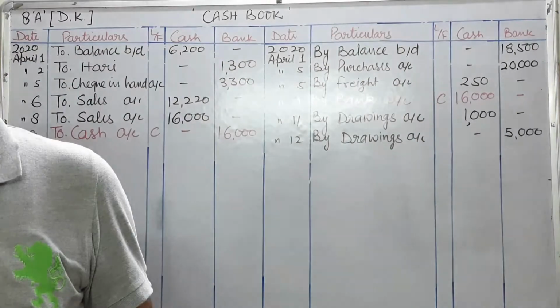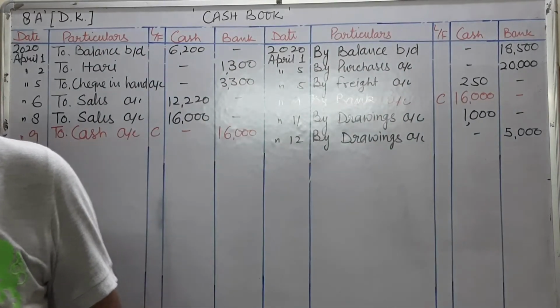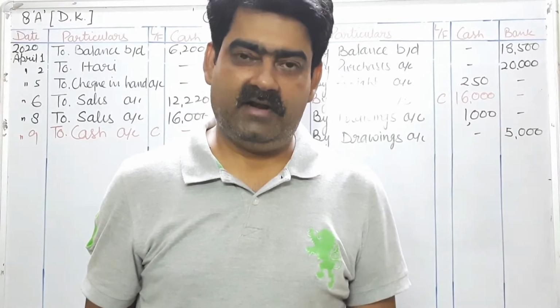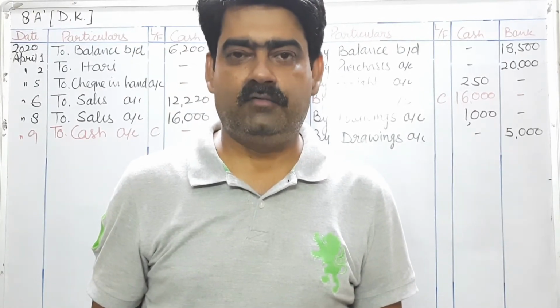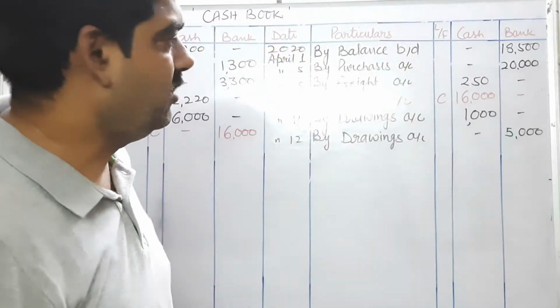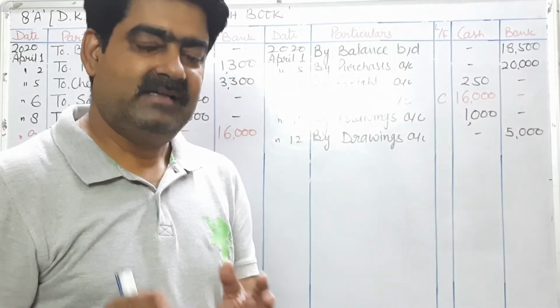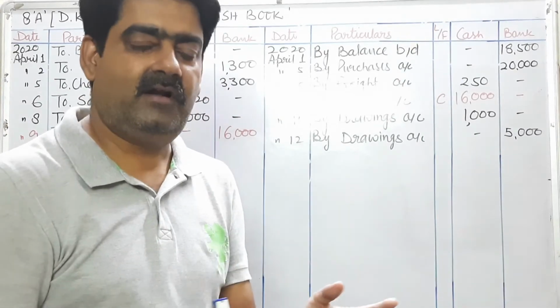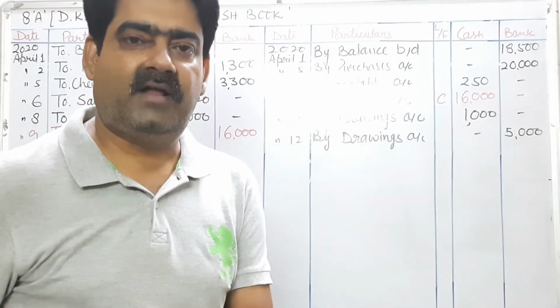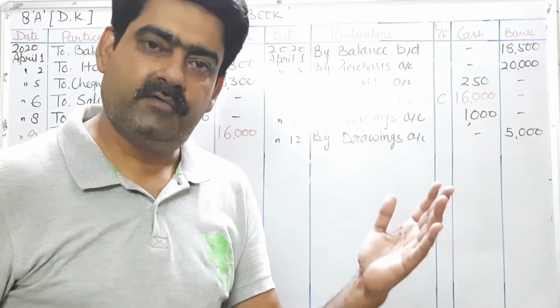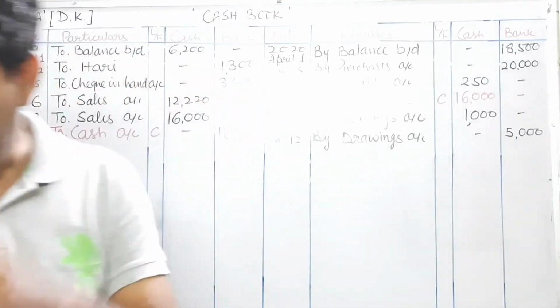Next is goods purchased from Suresh on credit. So this time we are buying goods from Suresh on credit. The entry will be purchase account debit to Suresh. I told you earlier also, apart from the format of the cash book, you have to prepare the format of the journal. Such types of entries will come in the journal. So the treatment of this particular transaction you will write in the journal, and your entry will be purchase account debit to Suresh. Okay.